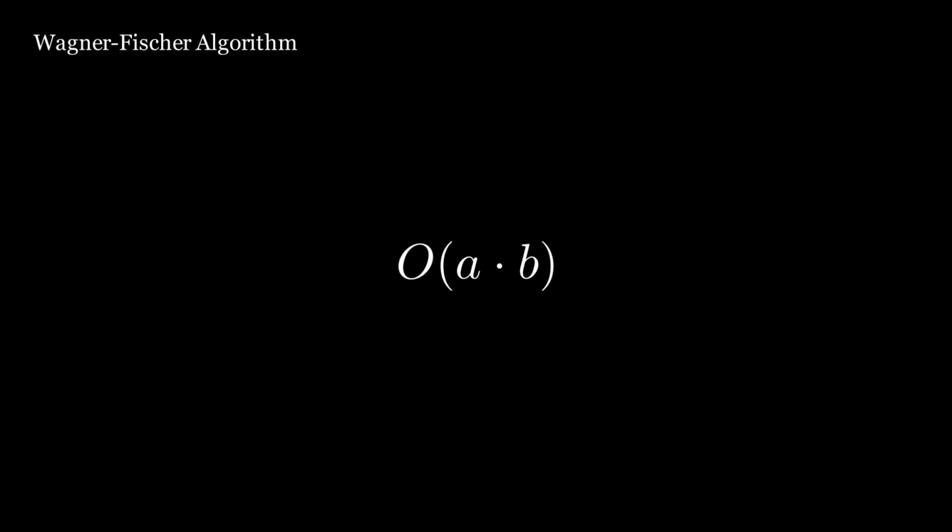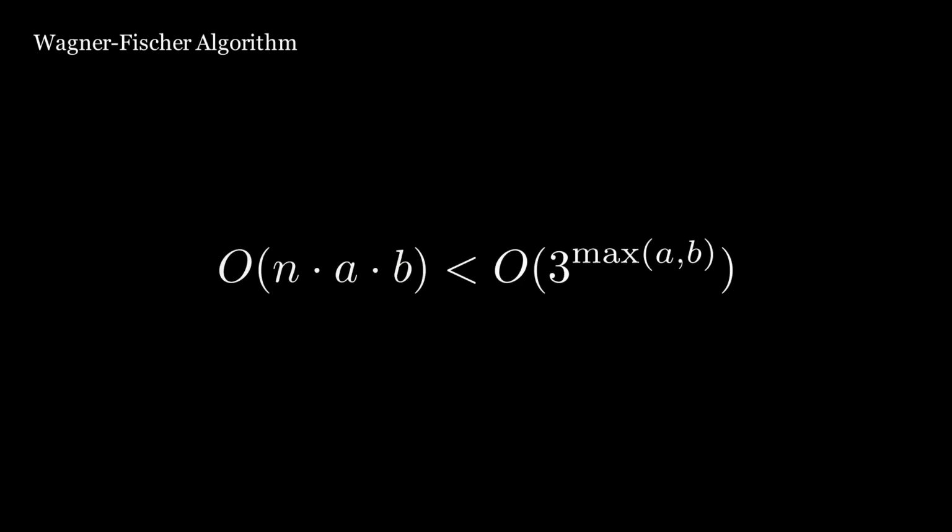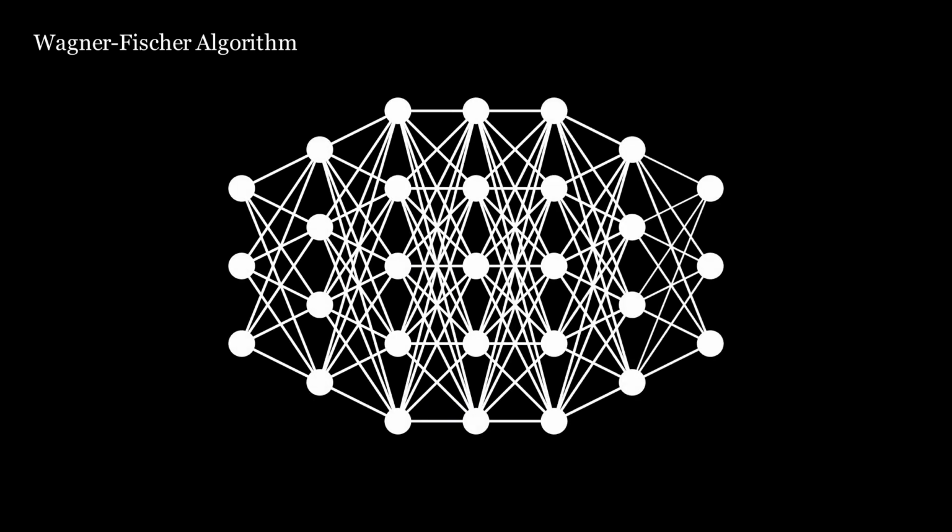This algorithm has a pretty impressive time complexity of O of A times B, where A and B are the length of each word. If we run this algorithm using a dictionary of n words, it becomes O of n times A times B, which you can see is much faster than the original runtime of the Levenshtein algorithm. Modern spell checking algorithms make use of artificial intelligence to suggest a word based on the context of the surrounding sentence.